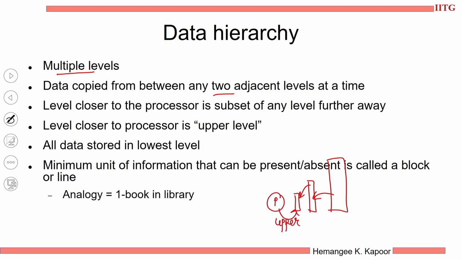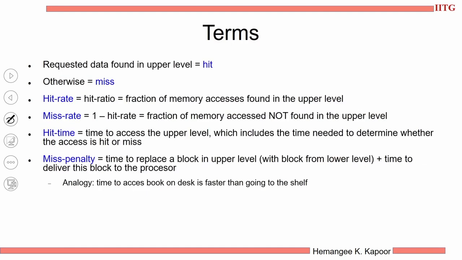As you see, every upper level is a subset of the others. Okay. So every upper level is a subset of the next level, which is further away from it. And essentially the complete amount of data is stored in the lowest level, could be main memory or the disk and so on. Okay. So the memory hierarchy makes sure that data are subsets of each other and they get transferred between two adjacent levels.